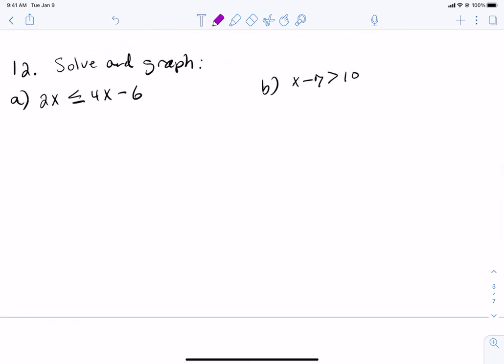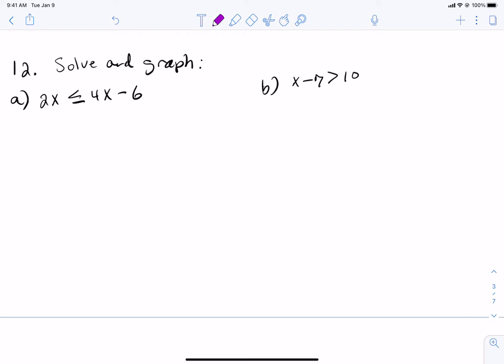Let's take a look at number 12. 12 are our inequalities. The main thing to remember about an inequality is that it acts just like an equation, you solve it the same way. But if you have to divide by a negative or multiply by a negative, you have to flip the symbol. That's the main thing to remember about those. Let's go ahead and start with 12a. Well, let's do b. It's easier. Let's start with the easy one, and then we'll go back to a.